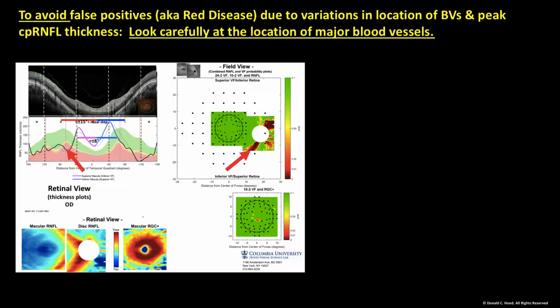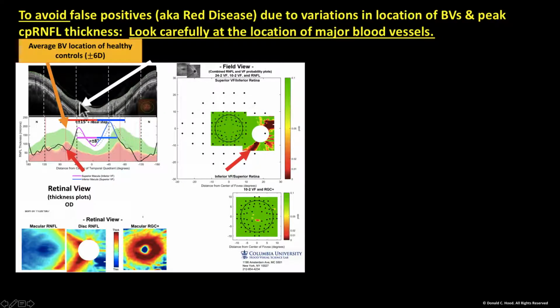All right, so what's going on and how do you detect this? Well, to avoid false positives, which is sometimes called red disease, this was coined originally by skeptics of the OCT. So to avoid false positives due to variation in the location of blood vessels, what you want to do is look carefully at the location of blood vessels. So on this report, we have these thin red lines that you may have noticed. This is the average location of the midpoint between the superior temporal vein and artery.